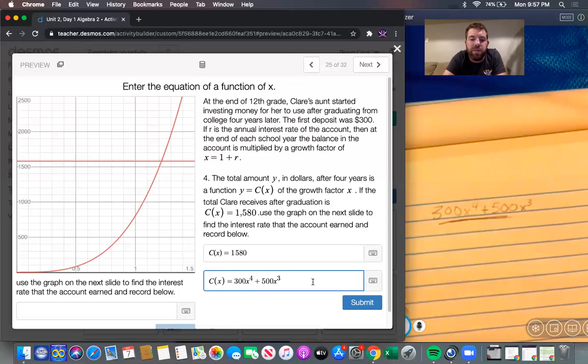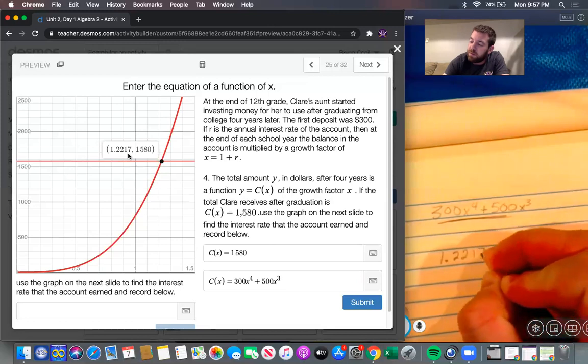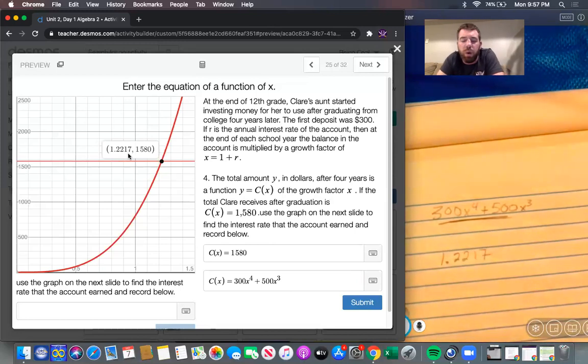Now you can see here, if it was just the x to the 4th, it's over there. But now we've got to add that 500 she so willingly gave us after our freshman year, and it looks like this. So at 1580, it's 1.2217. Let's write that down to figure out what that interest rate was.